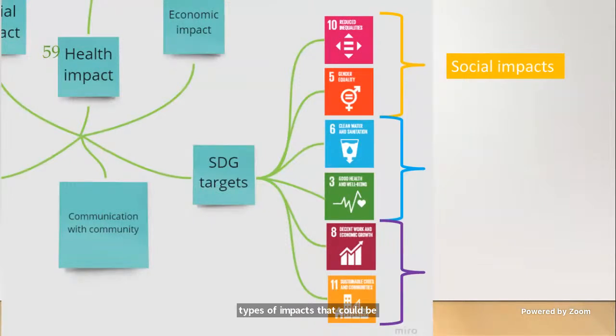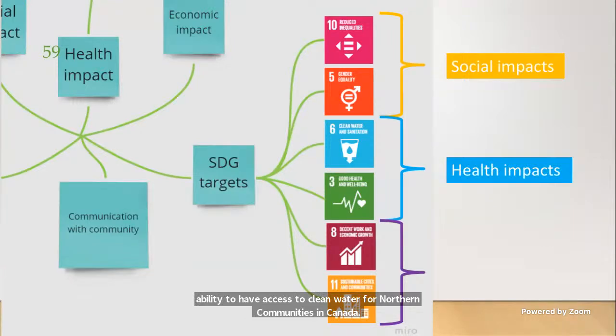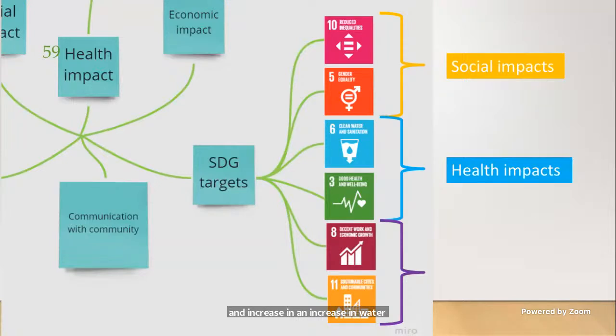For the social impacts, our first social impact is reducing inequalities. The ability to have access to clean water for northern communities in Canada, like the rest of the Canadians, will reduce the inequality within the country, and the increase in water and education infrastructure in Uganda leads to equality among all the countries.